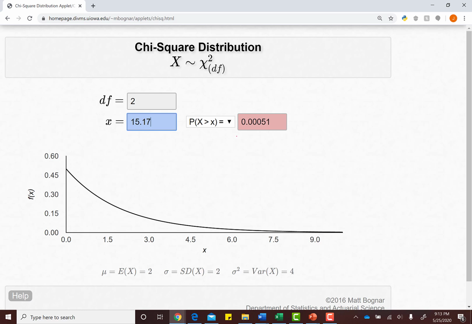Therefore, our p-value for this problem is giving us all that shaded area being greater than 15.17. There's not a lot under there. And that's 0.00051, or a percentage of 0.051%. That would be our p-value for this test.